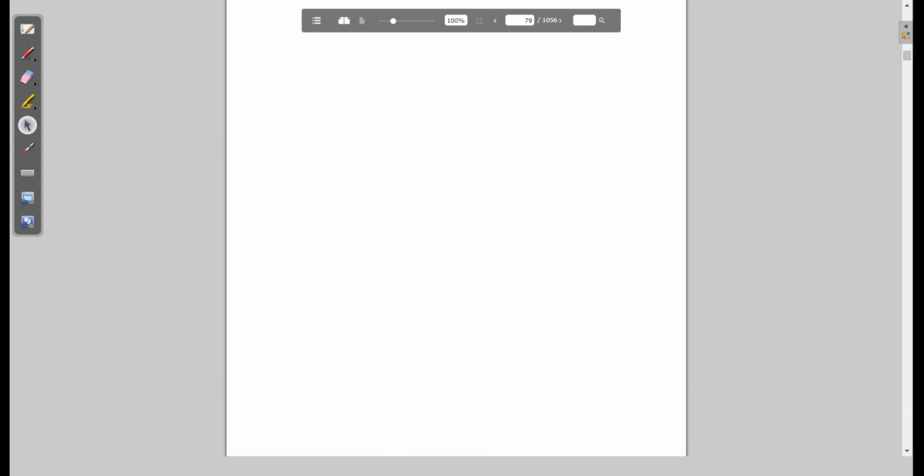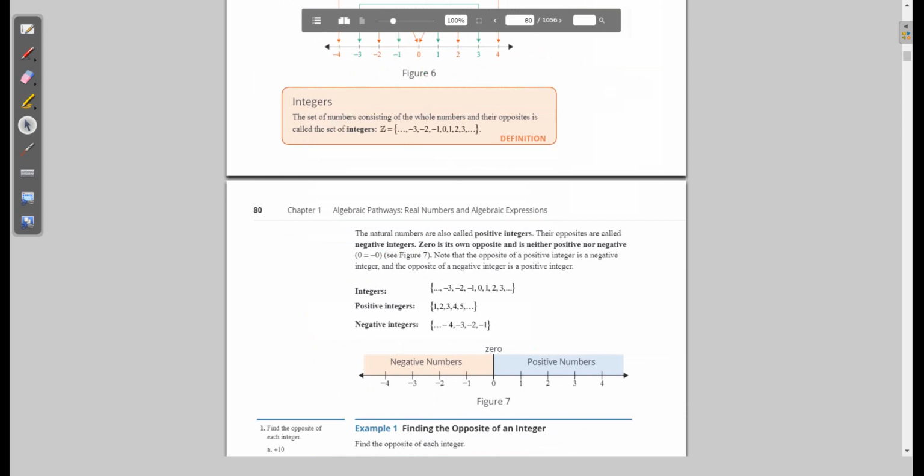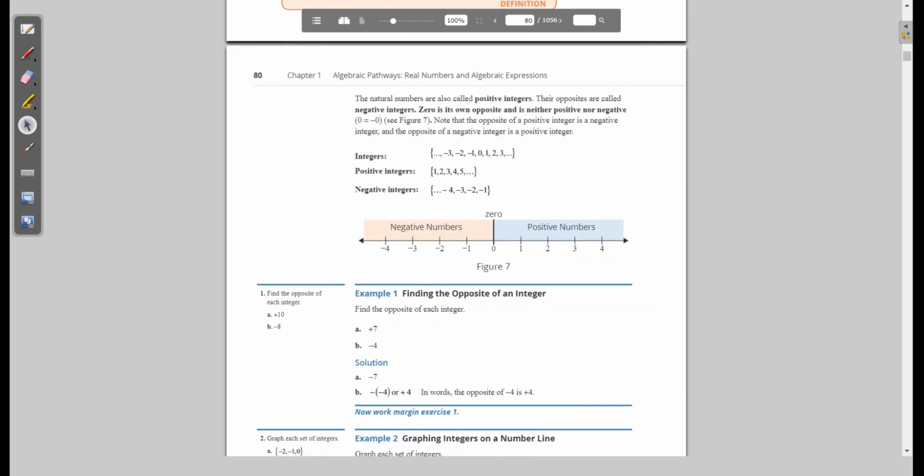Okay, yeah. Negative whole numbers, positive whole numbers, and then 0. Right. The natural numbers are also called positive integers. Their opposites are called negative integers. 0 is its own opposite and is neither positive nor negative.